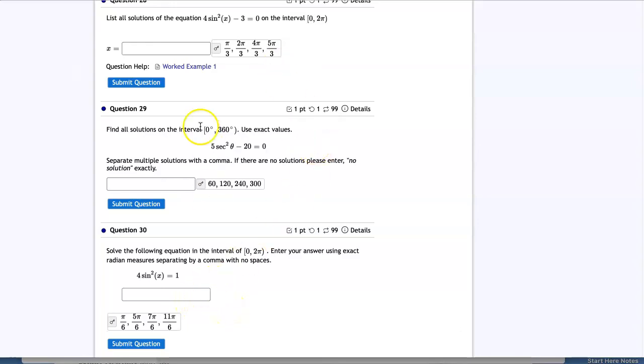this concept. Well, that's it for 6.2. I hope you enjoyed these trig equations. They should be a nice fresh breeze after your proofs that you did in the previous chapter.